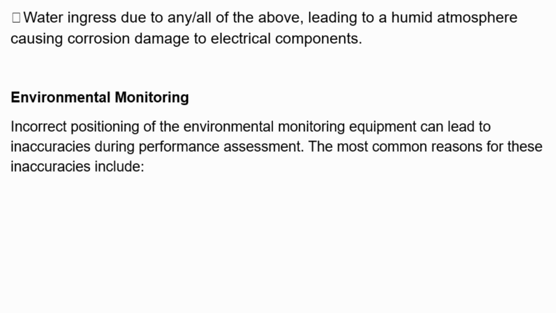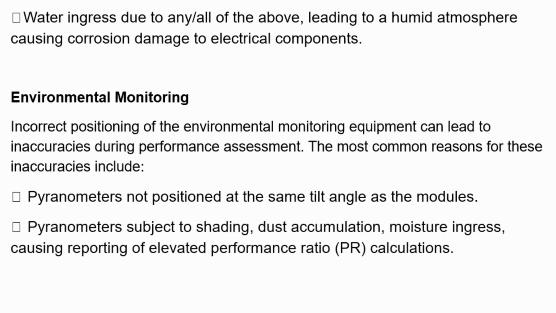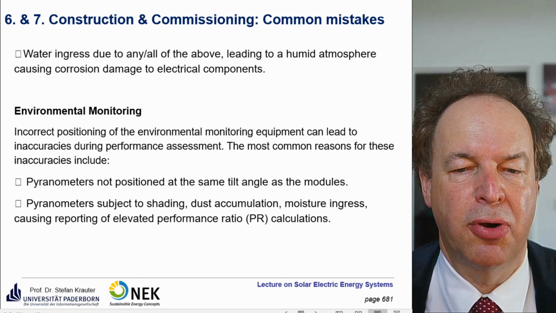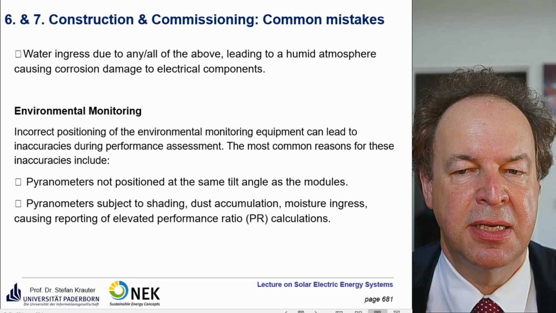Environmental monitoring: incorrect positioning of the environmental monitoring equipment can lead to inaccuracy during a performance assessment. The most common reason for these inaccuracies is pyranometers not positioned at the same tilt angle as the modules. As I mentioned, you could apply an algorithm, but it's not very accurate, so you have inaccuracies there. A pyranometer subject to shading, dust accumulation, and moisture ingress causes reporting of elevated performance ratios. It's quite interesting: if the pyranometer is shaded or has dust accumulation, you do not see the problem immediately because you perceive reduced irradiance but still acceptable power output. You think your system is performing very well.